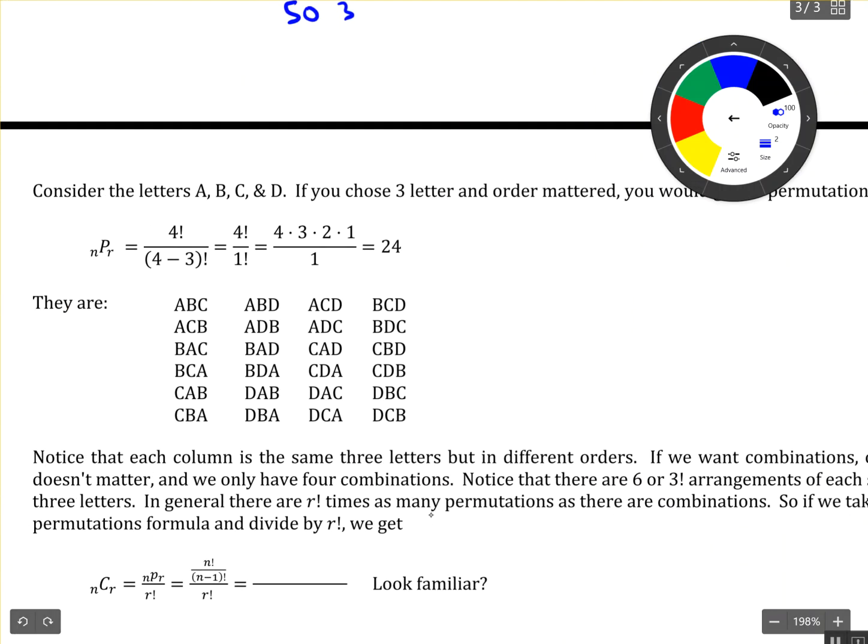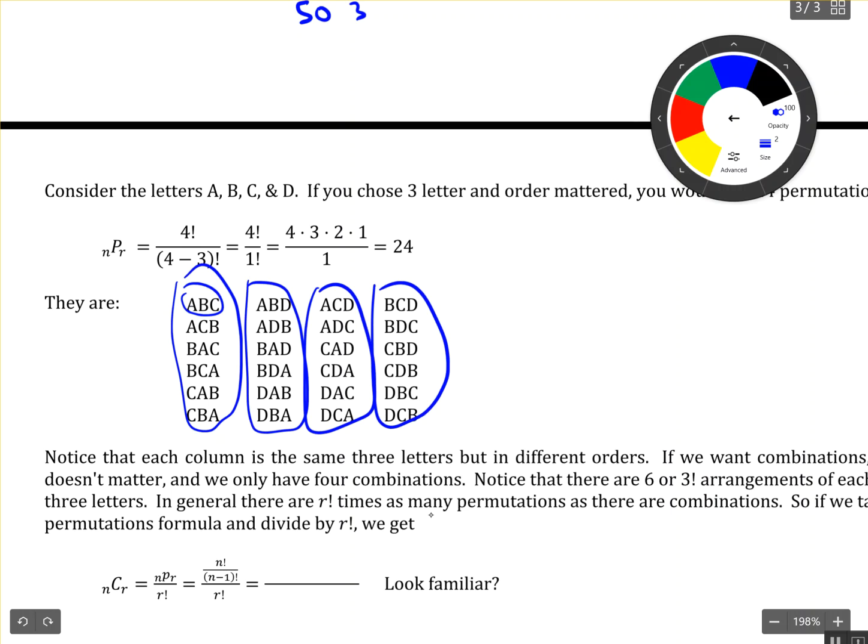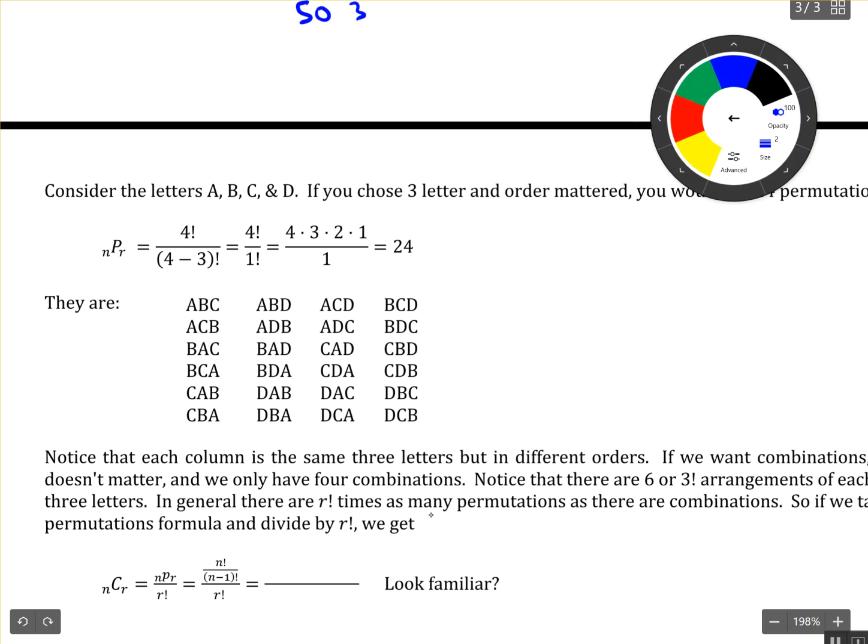So consider the letters A, B, C, and D. If you choose 3 letters and order matters, you would get all these 24 permutations listed here. But notice each column: this column only deals with A, B, and C. This only has A, B, and D. This one only has A, C, and D, and this one only has B, C, and D. So you can kind of see, how many ways can I reorder A, B, C? Well, there are 3 letters there, so there are 3 factorial ways I can order A, B, and C, right?